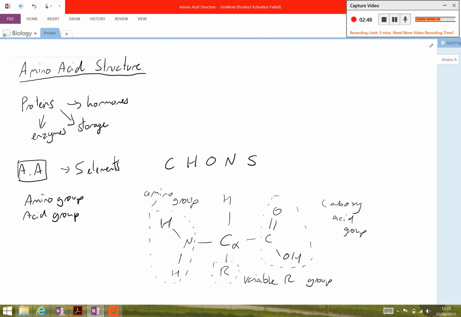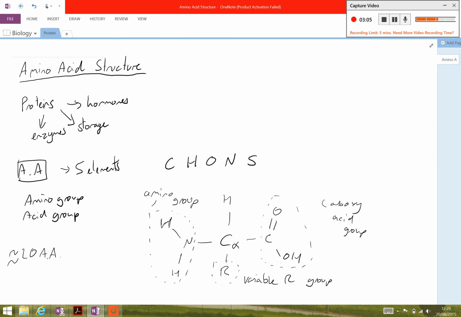How many amino acids do we get? We get roughly around 20 different amino acids. Those can basically go in any form. Remember, it's a 3D structure. We'll come on to look at how these bond together and how they form complex proteins in the next lesson.